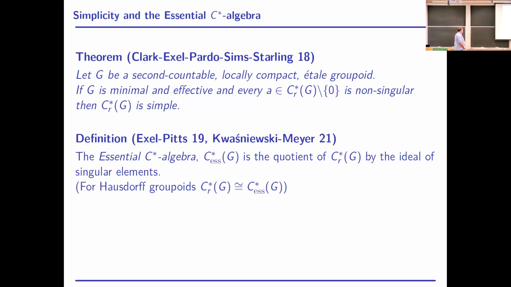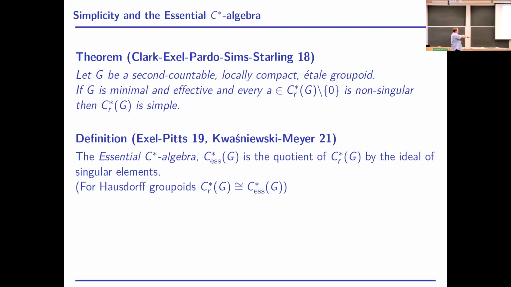Now, this also led to Exel, Pitts and Kwasniewski-Meyer thinking about the essential C-star algebra. This is the quotient of C-star R of G by the ideal of singular elements. If you have Hausdorff groupoids, then all of the elements of your C-star algebra are going to be non-singular, because you're building it out of continuous functions. So they're all going to have open support unless they're zero.